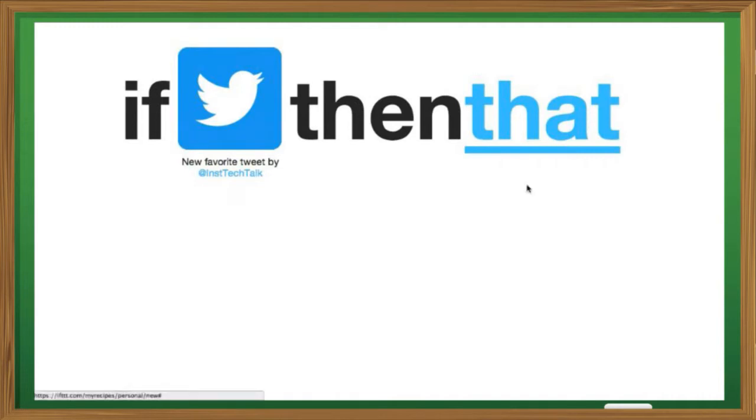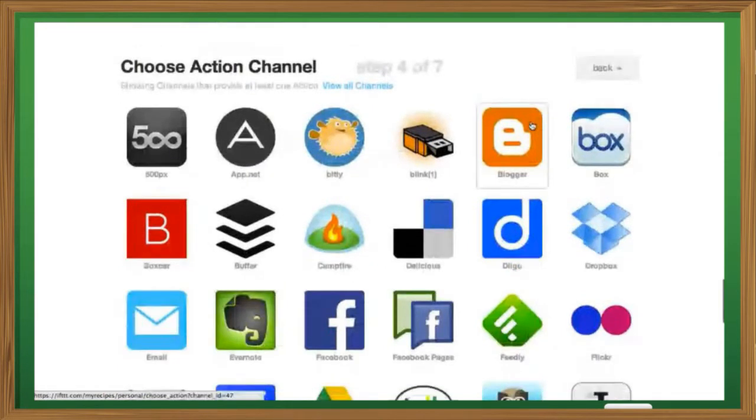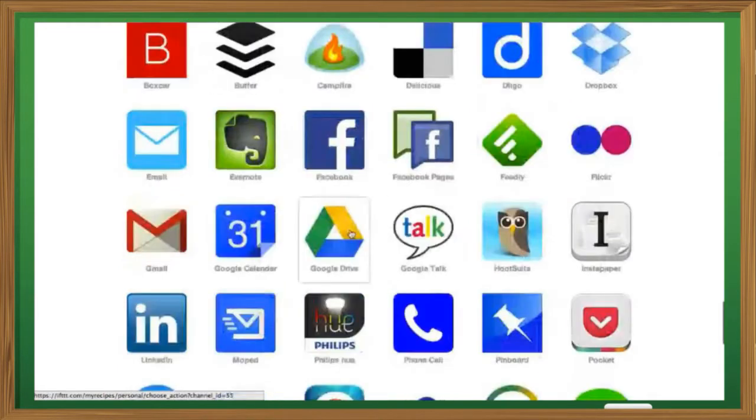And there are a lot of different options. The one that I think is the most clean, well, there's two. Evernote works really well, and so does Drive. The thing I like about Drive is that you can do it into a spreadsheet, and you just get a nice long list of tweets that are all formatted really nicely, and I'll show you that right now. So if new favorite tweet by InstTechTalk, then we're going to click on the that, and we're going to look for Drive. Google Drive is right here.